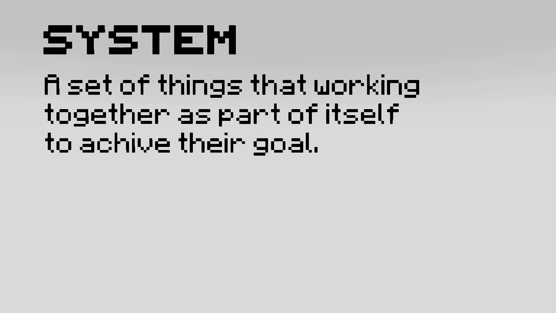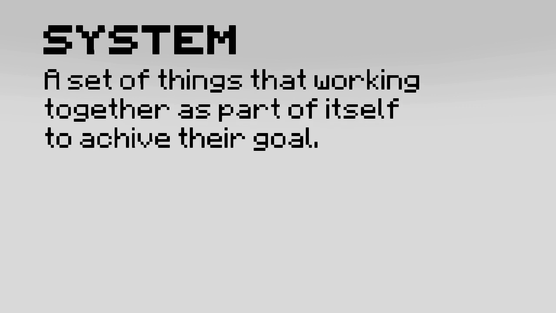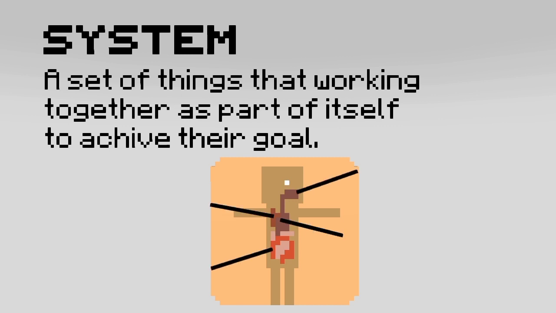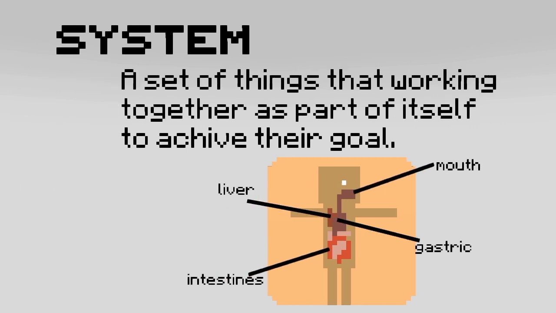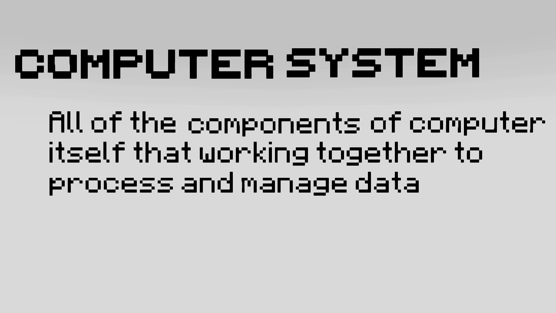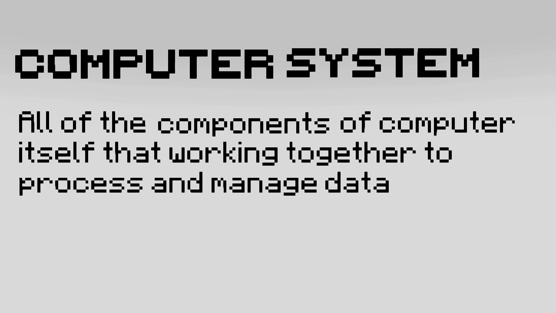Meanwhile, the system stands for a set of things that work together as part of itself to achieve their goal. Your digestive system, for instance, is a combination of digestive organs working together to digest your food. Computer system works the same way too. So, we can conclude that computer system are all of the components of the computer itself that work together to process and manage data. But what are these components and what exactly do they do to achieve their goal?